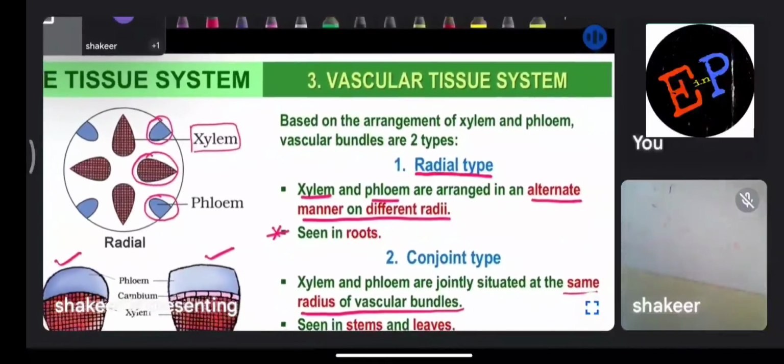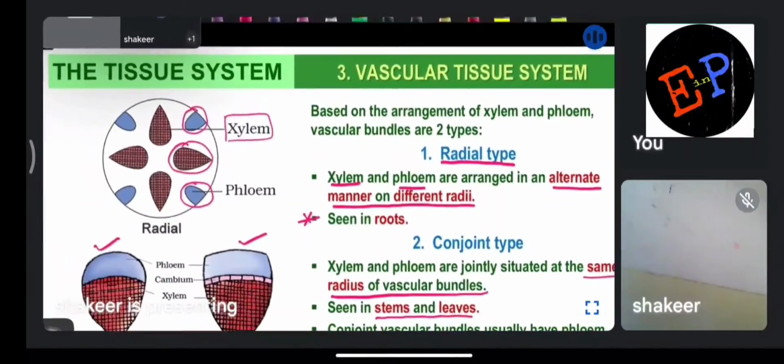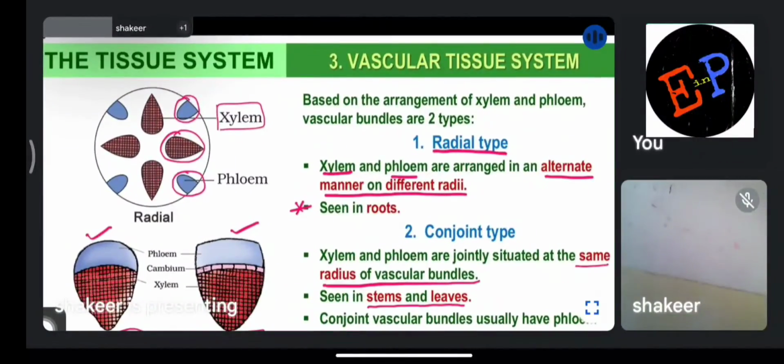Conjoint type has two kinds: one is conjoint closed and the second one is conjoint open. Conjoint open means what? Cambium is present. Conjoint closed means what? Cambium is absent. That's it. Clear now? And this conjoint type you will see in stems as well as leaves. And in roots, what do you see? In roots you will see radial type.